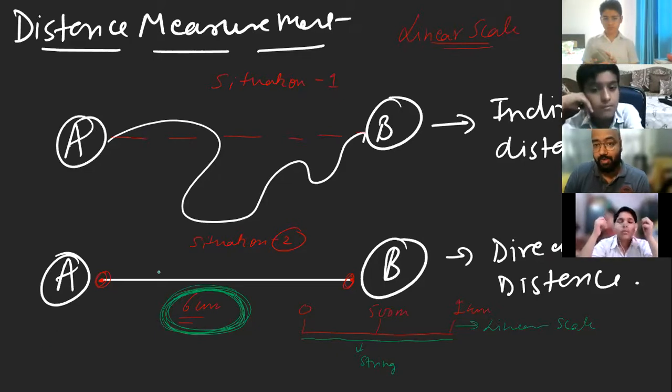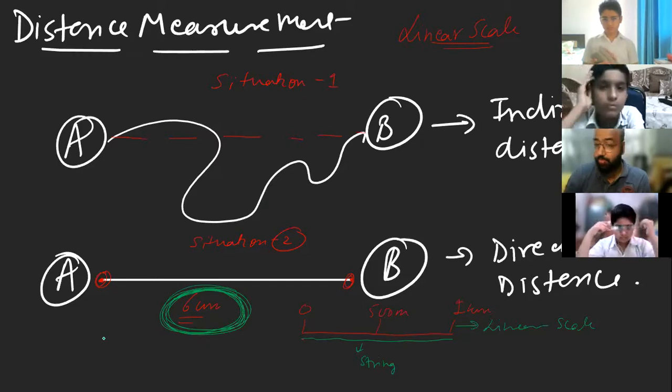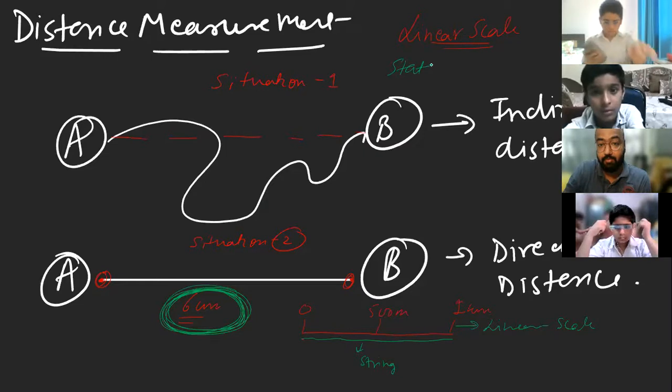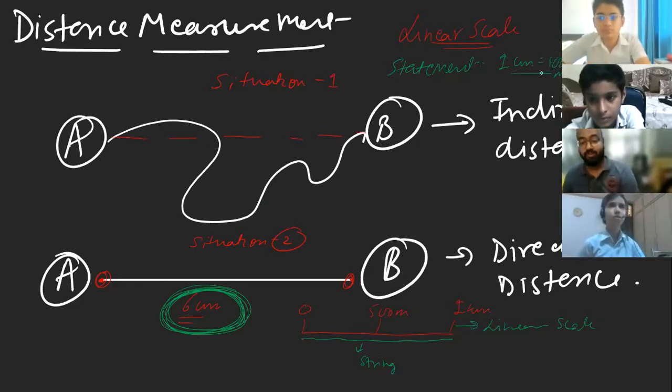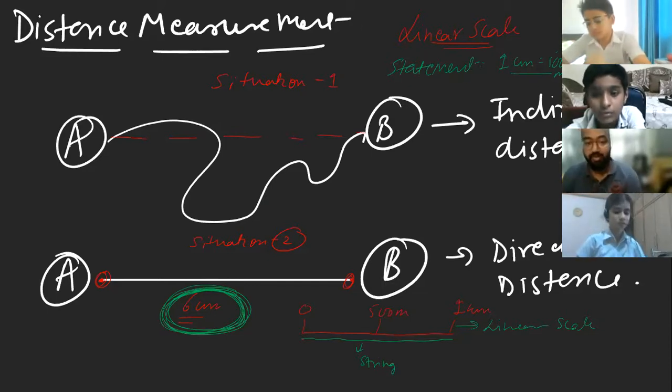6 centimeter. अब 6 सेंटीमीटर को कन्वर्ट करना है एक्चुअल डिस्टेंस में, देन व्हाट विल यू डू? Then you will look for which scale? Linear. Statement scale. Because statement scale says 1 centimeter is equal to 500 meters. Now if statement scale says 1 centimeter is equal to 500 meters, तो 6 सेंटीमीटर कितना डिस्टेंस हुआ?